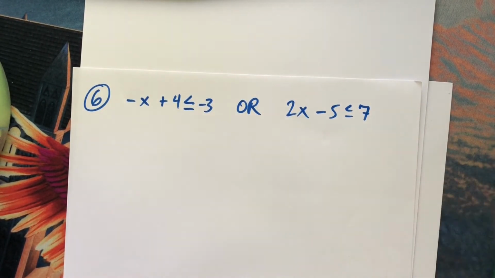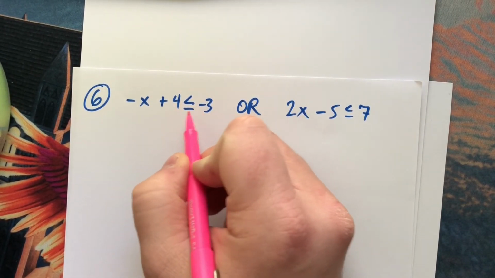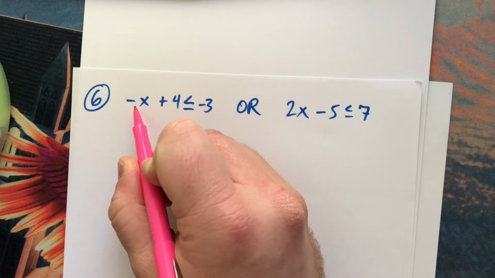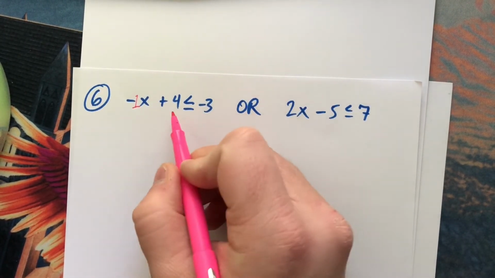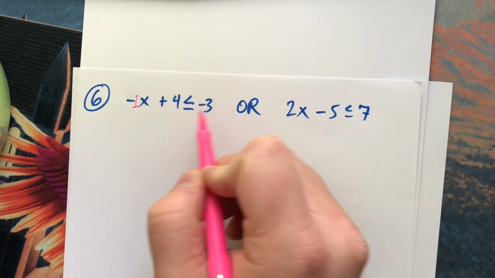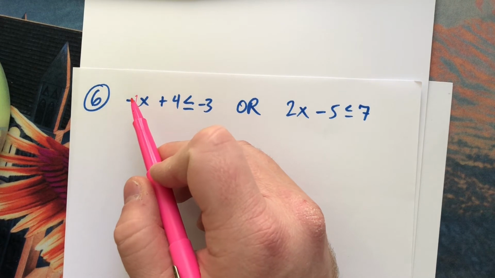Let's see. Oh, I did the left one in pink last time. I'll do the left one in pink again. Negative x plus 4 less than or equal to negative 3. Wait, there's no number there. It's a 1. So negative 1x plus 4 less than or equal to negative 3. Remember, when there's no number written in front of a letter, there's secretly a 1 hiding there.